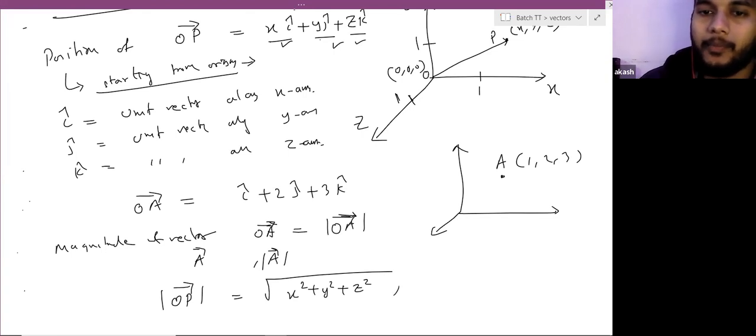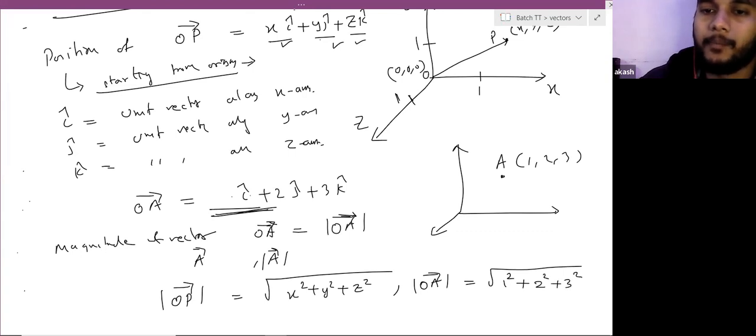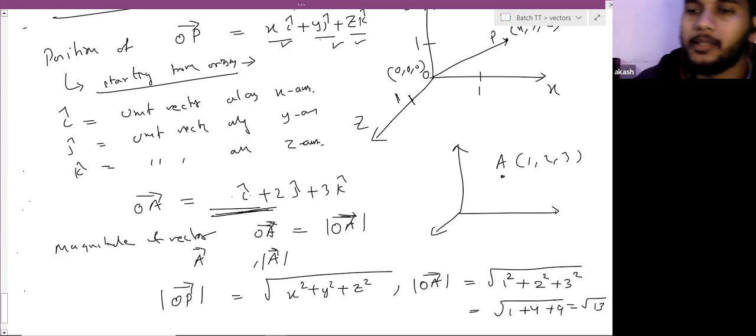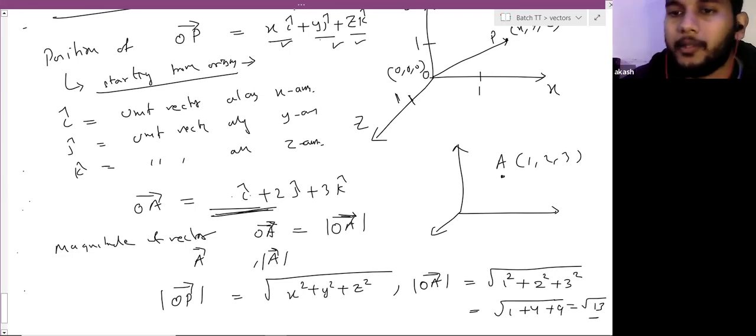For an example, we have OA vector as this. Mod of OA will be under root coefficient of i is 1, 1 square, plus j is 2, 2 square, plus k is 3, 3 square. So 1 square is 1, 2 square is 4, 3 square is 9. So under root 13. This is the magnitude of OA vector.